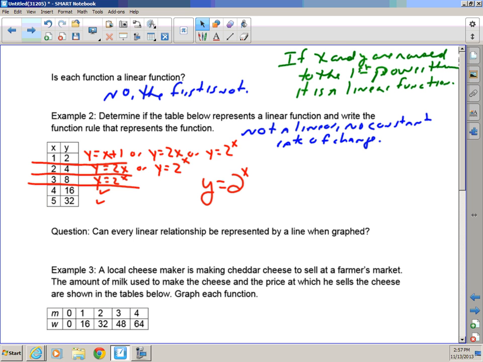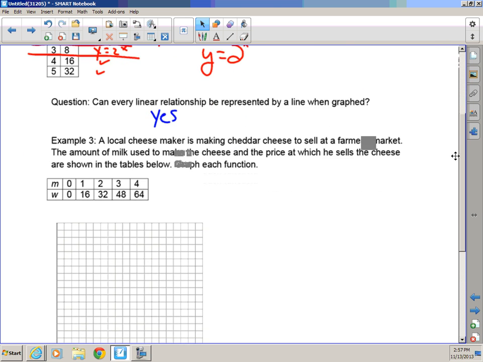Now, the question says, can every linear relationship be represented by a line when graphed? Yes. That's what the definition of a linear relationship is. All right?